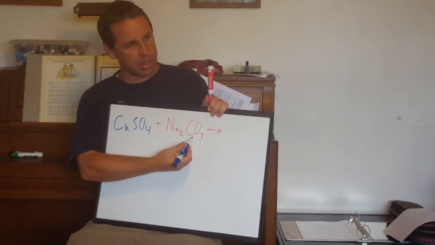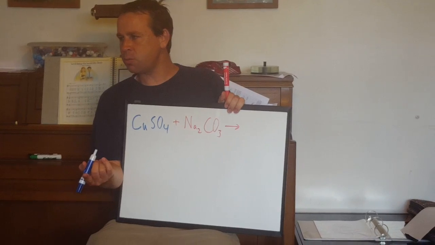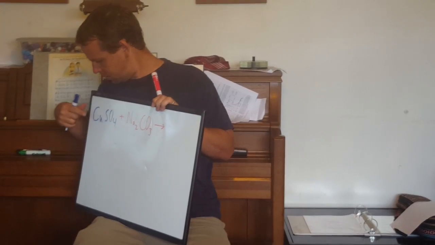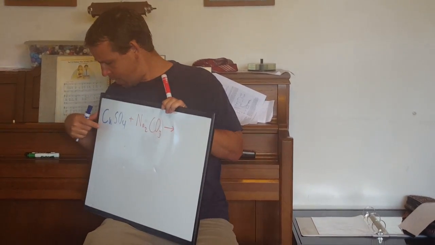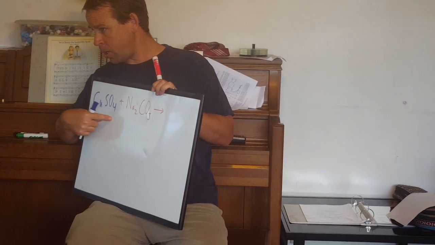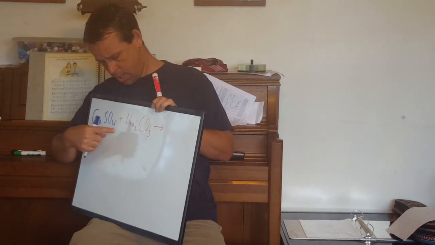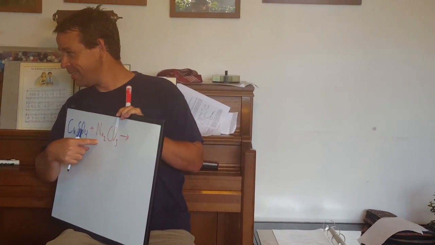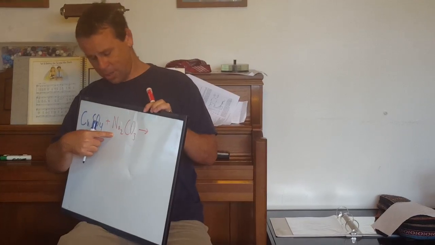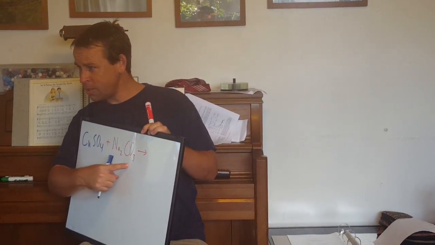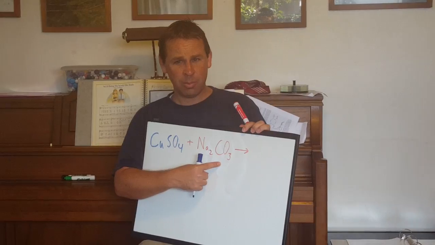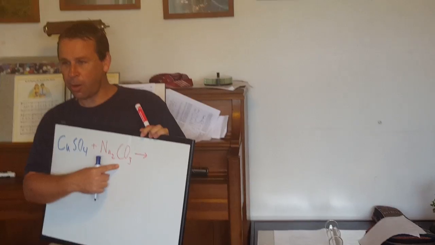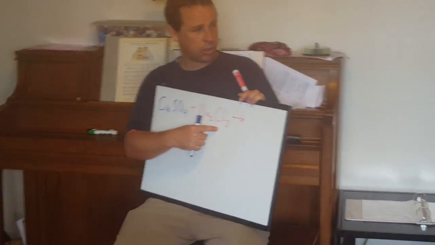Here we go. Copper sulfate and sodium carbonate. You can predict what the products of this reaction will be. What do you think? What did we call this? This is a metal called copper. And this is the polyatomic ion called sulfate. And this is what metal? Can you see that one on the periodic table? Sodium. Very good. And what is this here? Sodium carbonate. Just this part right here is the carbonate.